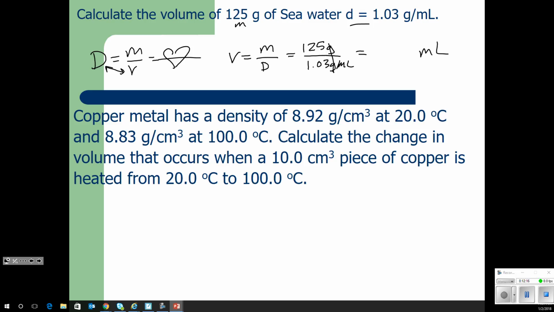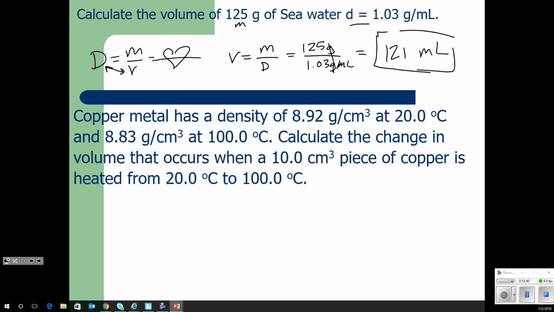Calculator. What? 115. Calculator. It's another word for calculator. You got 121? You got 21? 121? Okay. 121. It's okay. It's all good.